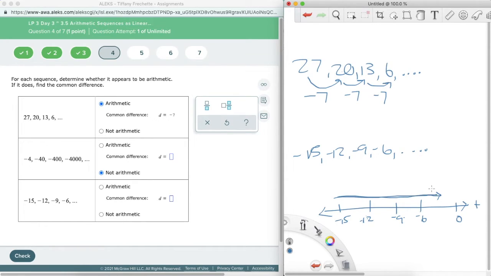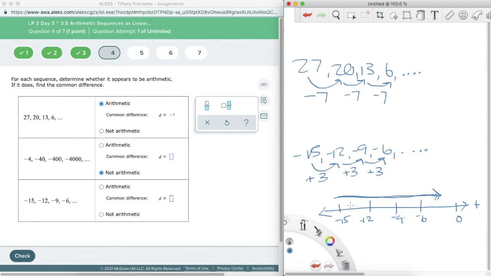I'm adding something each time. So now I know I'm adding, and I can just think of, well, what's the difference between 15 and 12? To get from 15 to 12, that would be 3. So I'm adding 3 there. 12 to 9, same thing. The difference would be 3. 9 to 6, the difference is 3.